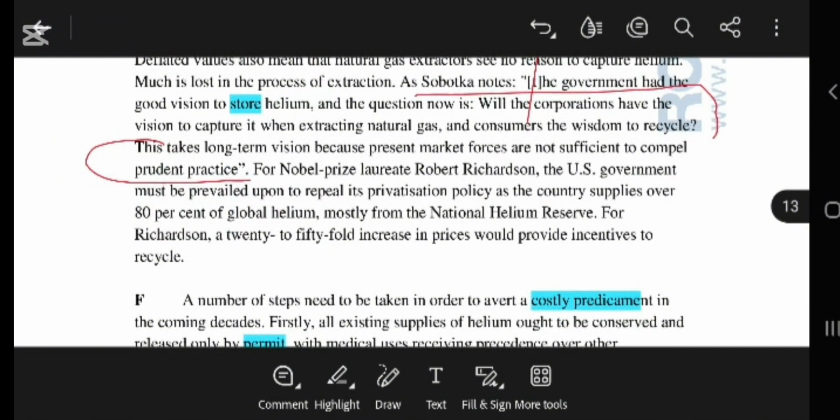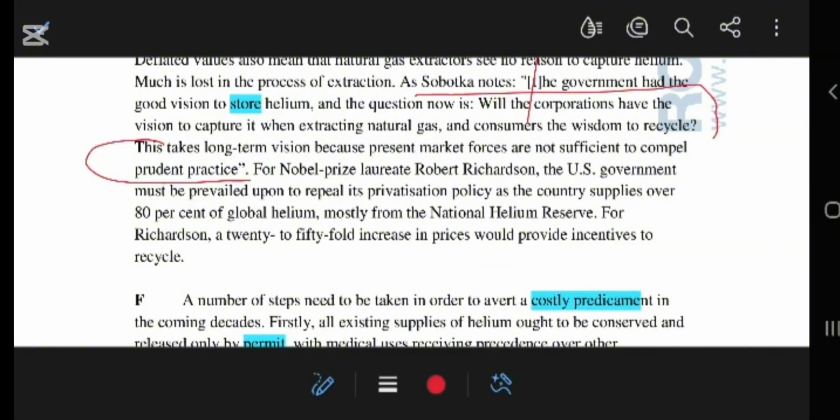So for Nobel Prize laureate Robert Richardson, the US government must be prevailed upon to repeal its privatization policy. So we've seen the word withdrawn rephrased to repeal, to take back something, right? That is already law. To repeal its privatization policy as the country supplies over 80%. So we see as the US supplies much of the world's helium, of global helium, rephrase. So you see our answer has to be here.